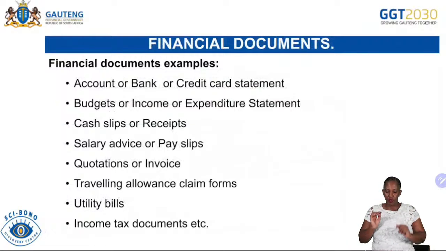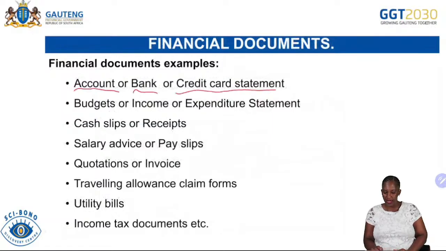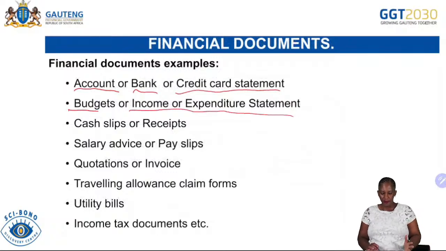Now let's see, financial documents, it's not only limited to what I stated on top. When you talk about financial documents, the examples are an account, bank or credit card statement, budgets or income or expenditure statements, cash slips or receipts, salary advices, or we call them pay slips, quotations or invoices, traveling allowance claim forms, the utility bills, income tax documents, etc.